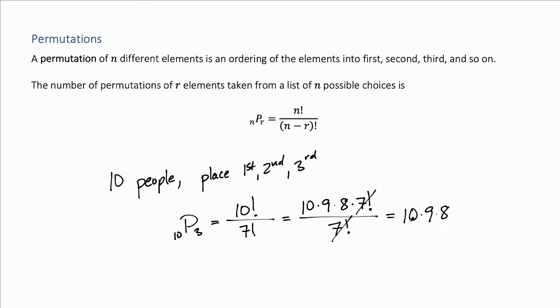So this is just the fundamental counting principle. And it's not really necessary for permutations to use this complicated formula if you just want to think of it as the counting principle.